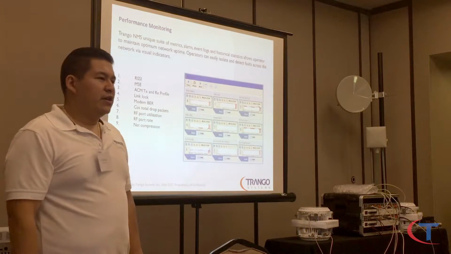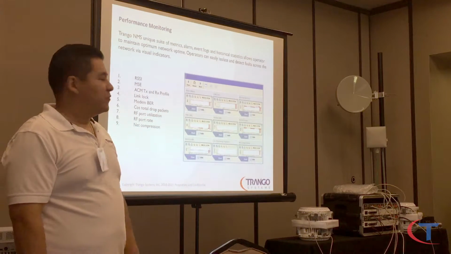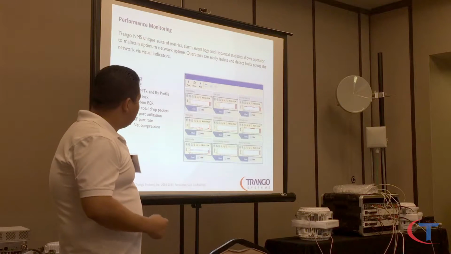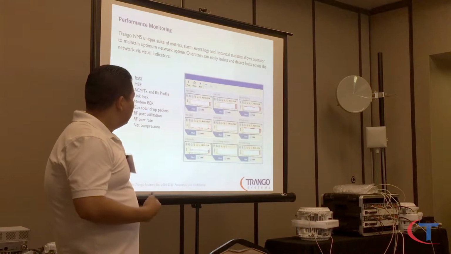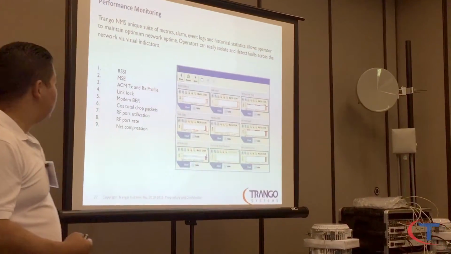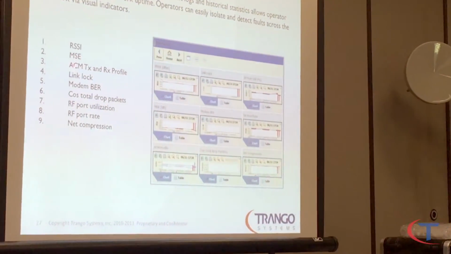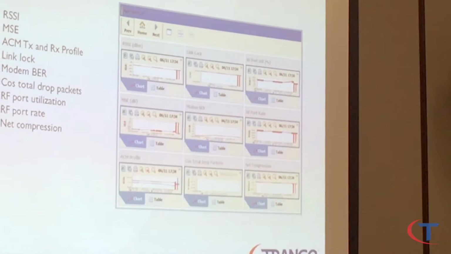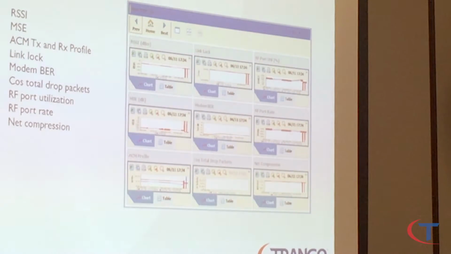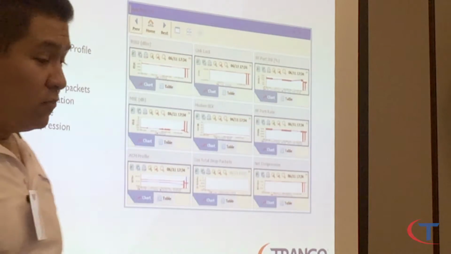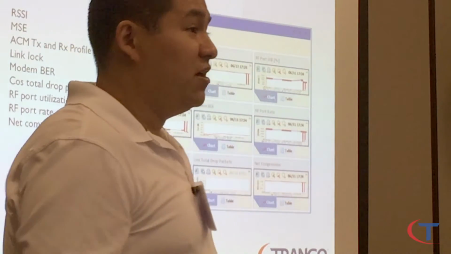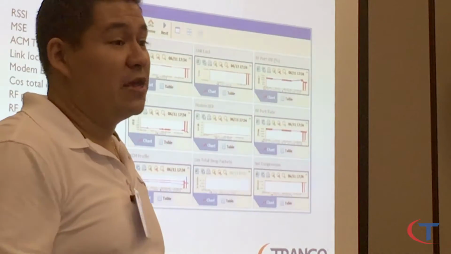Now, remember I told you guys you don't need to know any OID? Well, here it is. By default, every radio has nine parameters to monitor. When you do right-click statistics, you're going to have your RSSI, MSE, ACM, link lock, modem BDR, class of service, RF port utilization, and RF port rate. You can add more, but these are the default ones. Really handy. You don't need to import MIB files or anything. Just right-click and you will have the information.